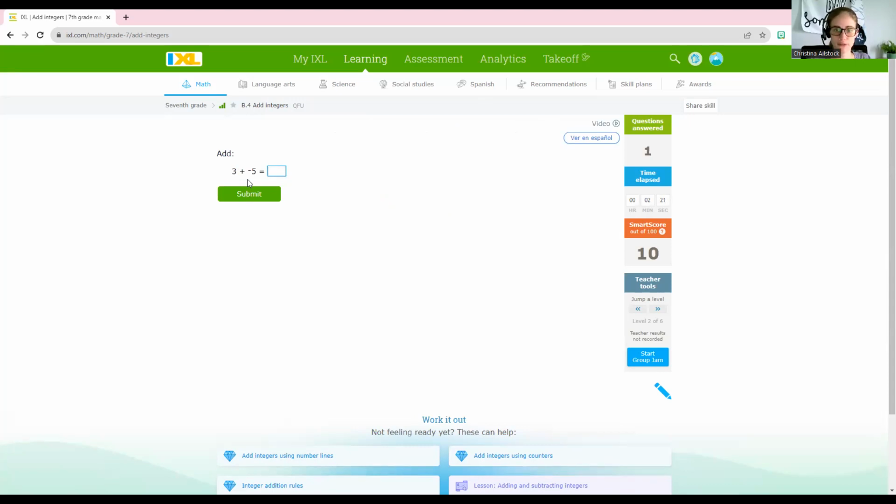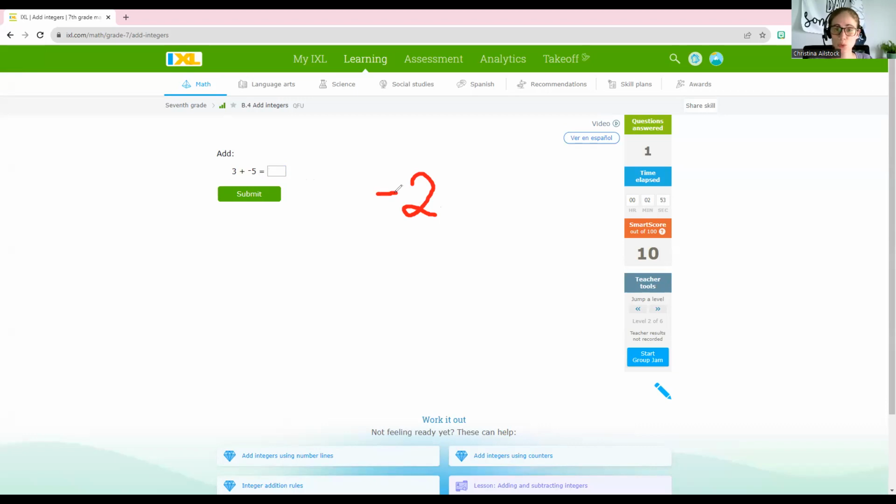3 plus -5. Once again, ask yourself, are the signs the same or different? They're different. The 3 is positive, the 5 is negative. So because their signs are different, I'm going to subtract. 5 minus 3 is 2. But now I need to decide whether the answer is positive or negative. 5 is the heavier number. It's the larger absolute value. And 5 is negative, meaning our answer will be -2.